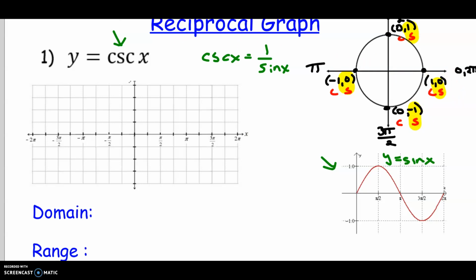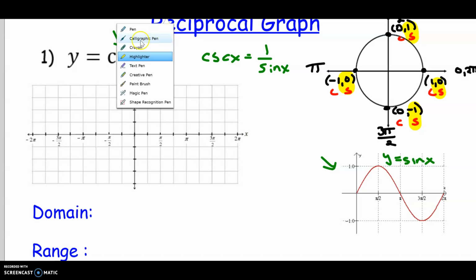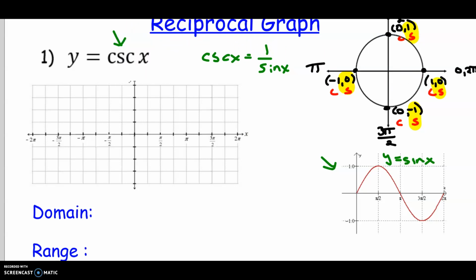So if I have at 0, let me go back to this, sine of 0, we know is 0. Well, that's the same thing as 0 over 1. So what is the cosecant of 0 going to be? Well, you're going to flip this and you're going to get 1 over 0, which is undefined. On a graph, undefined always graphs out to be a vertical asymptote. So you're going to get a vertical asymptote at 0.